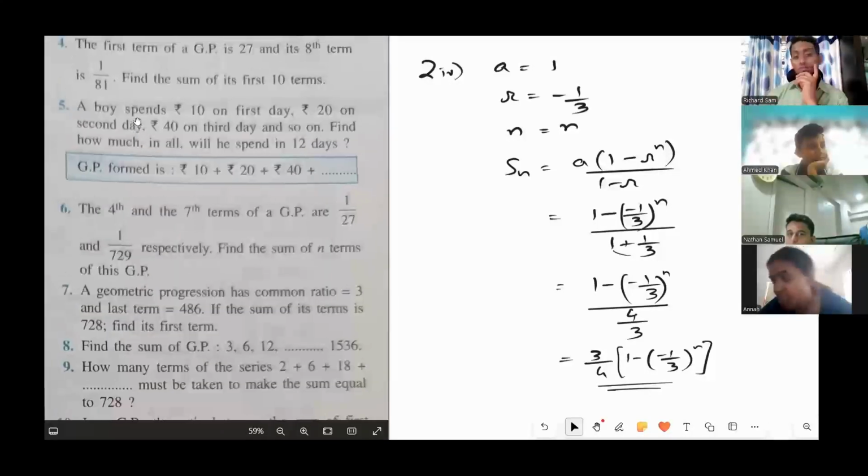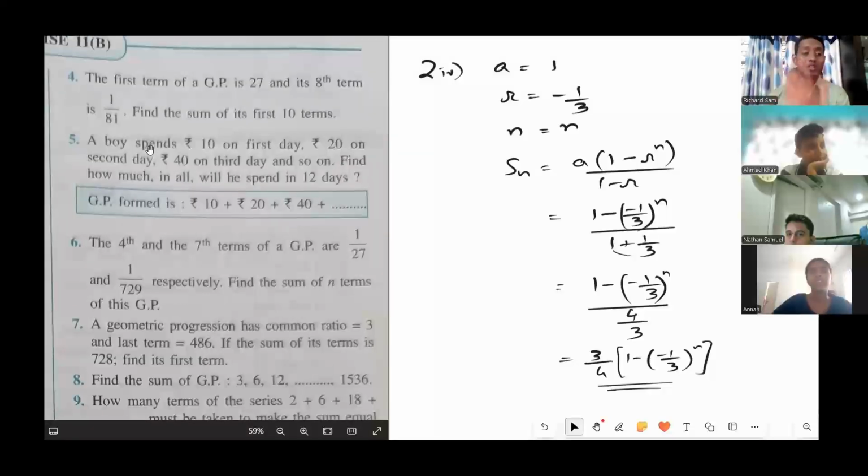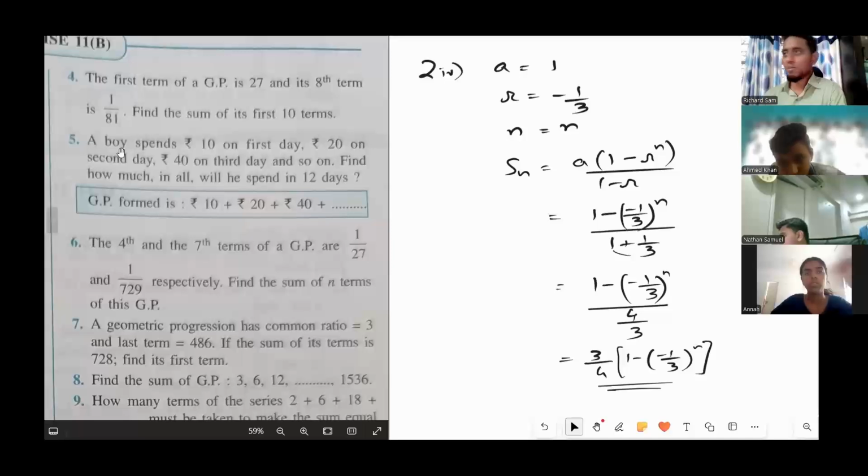Okay, let's do a usable type of question here, usable in daily life. A boy spends rupees 10 on the first day, 20 on the second day, 40 on the third day, and so on. Find how much in all will he spend in 12 days. So this is quite simple and more understandable.